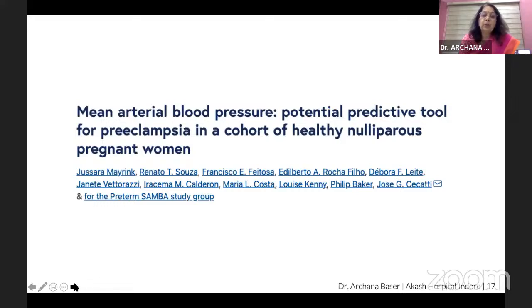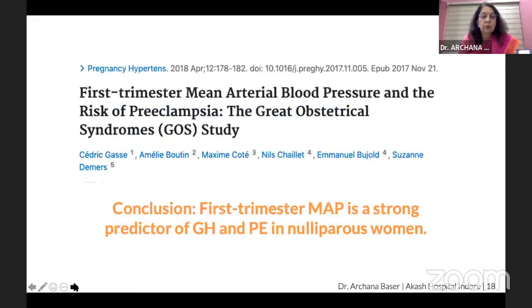Mean arterial blood pressure is a potential predictive tool for preeclampsia in a cohort of healthy nulliparous pregnant women. This is a study which is published. Then there is another study, first trimester mean arterial blood pressure and the risk of preeclampsia, the Great Obstetrical Syndromes study, which concluded first trimester mean arterial pressure is a strong predictor of gestational hypertension and preeclampsia in nulliparous women.